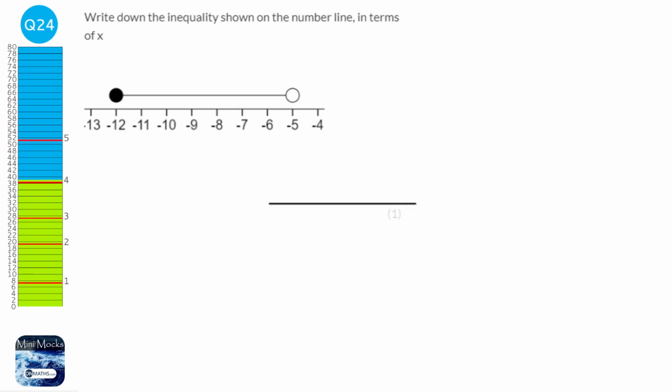We're going to start off by writing the numbers that the dots are at. So we've got minus 12 and we've got minus 5, and x is anywhere between those. Now it's obviously going to be greater than minus 12 and it's going to be less than minus 5, but it can equal minus 12, and the reason for that is it's a filled in dot, but it can't equal minus 5 because that is a hollow dot.